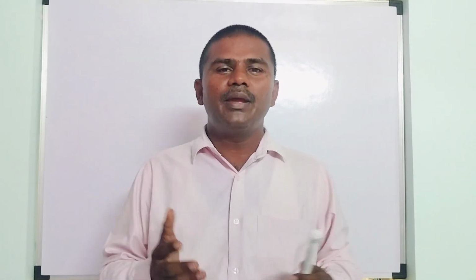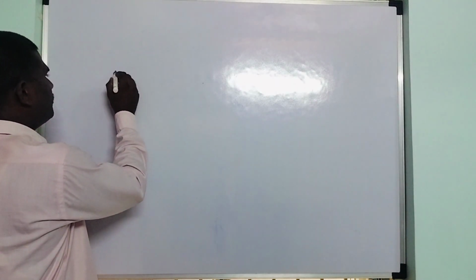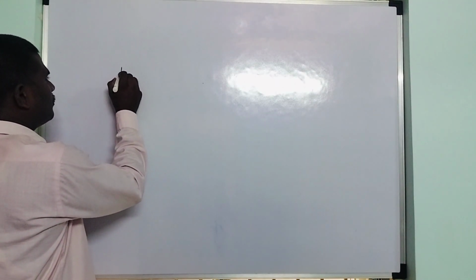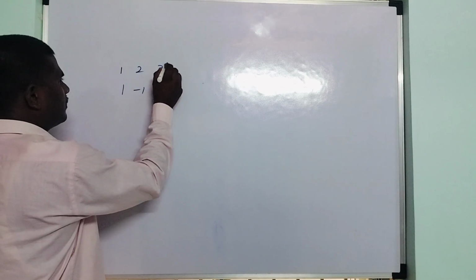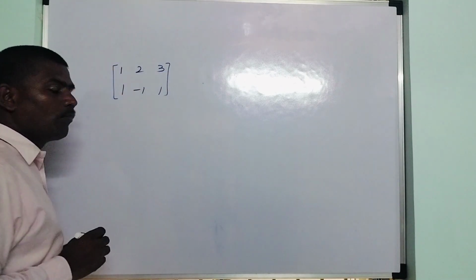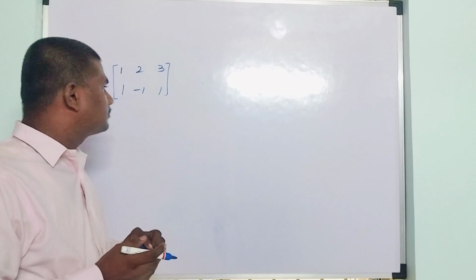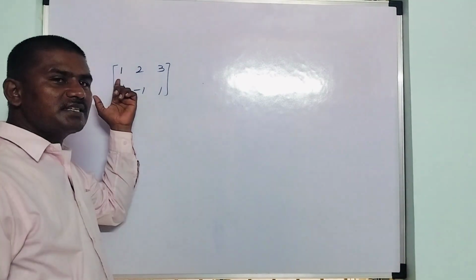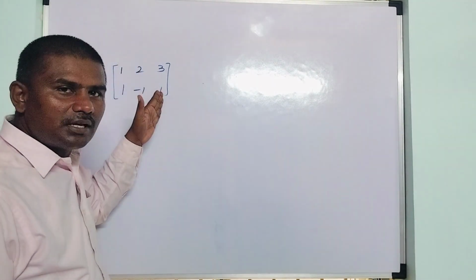Learn every step. Suppose you are arranging some numbers in rows and columns, then it is called a matrix. Let me give you an example. Here I am taking the example 1, 2, 3, 1, minus 1, 1. This is a matrix. How can you say that it is a matrix? Because the numbers are arranged in 2 rows and 3 columns.